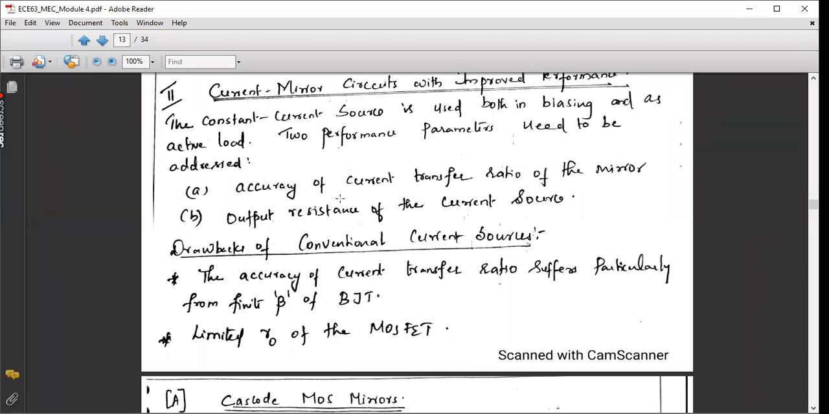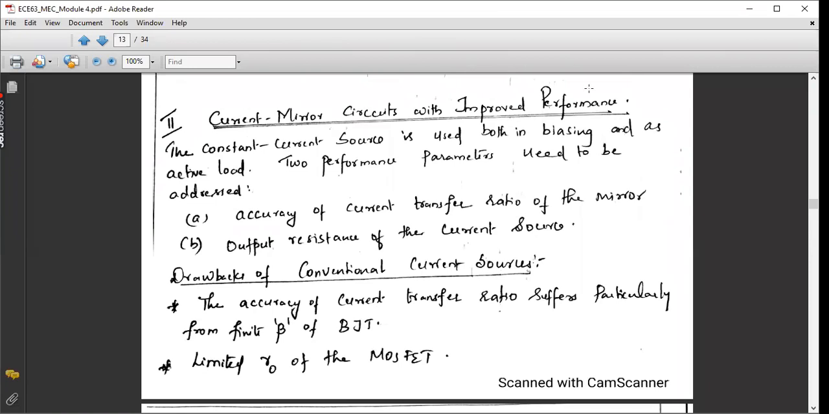Now next topic: current mirror circuits with improved performance. Till now in this module, we have learned what a current mirror is, how the current mirror works, and what the necessary conditions are to be satisfied while designing a current mirror. Then we have also learned current steering circuits, which make use of multiple current mirrors, in which one transistor acts as a current sink and another transistor acts as a current source. So all these we have learned.